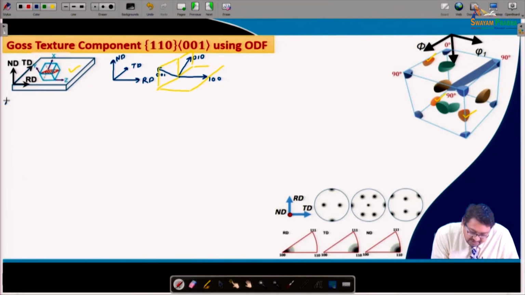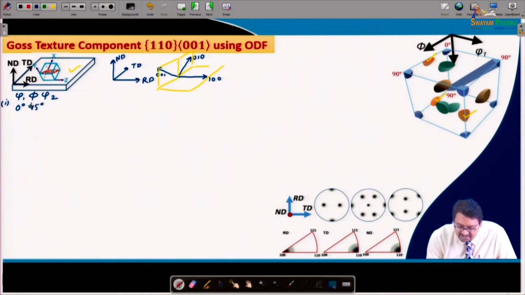Now, let us consider the situation where we are going to find out the Gauss texture, and so situation 1 is that if we rotate the specimen axis by phi 1, phi, phi 2, say we rotate initially by phi 1 by 0 degree, and this is the first case, and then if we rotate phi by 45 degrees, because you see phi rotation is along RD, and therefore, we are giving a 45 degree rotation using the right hand thumb rule, and which is basically like this, right.